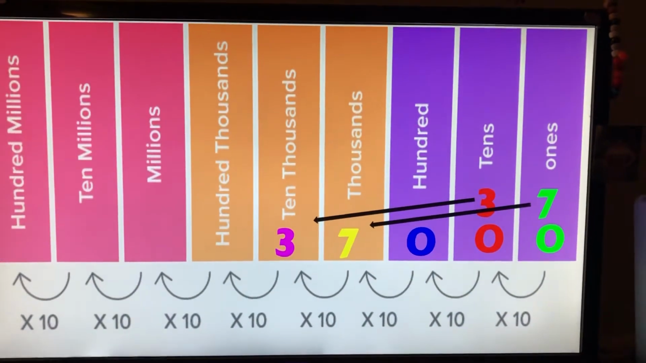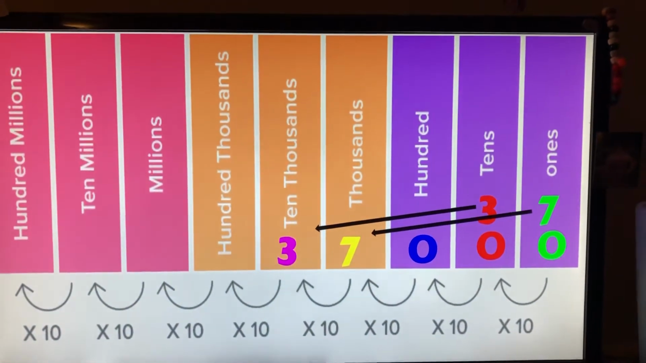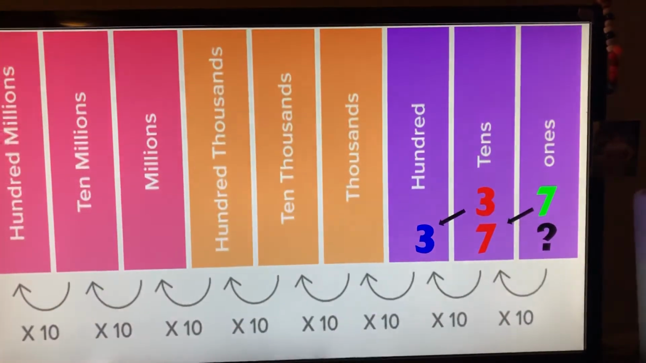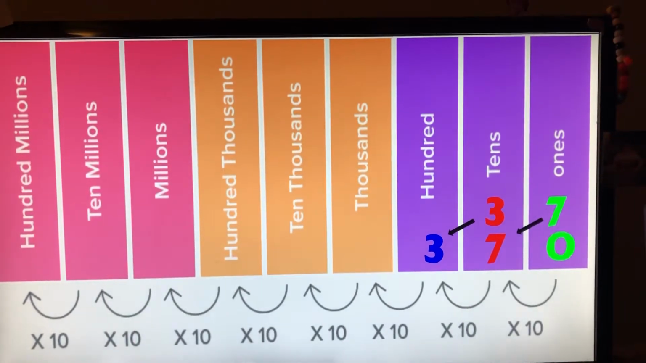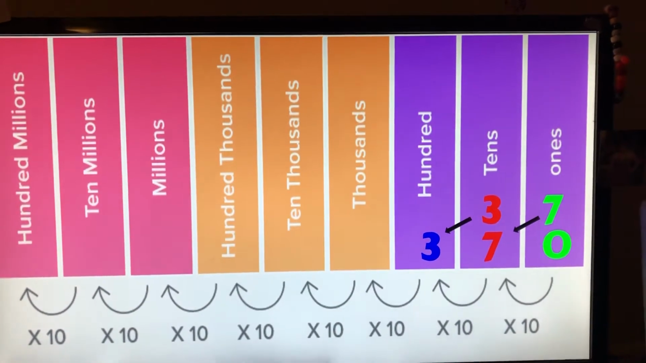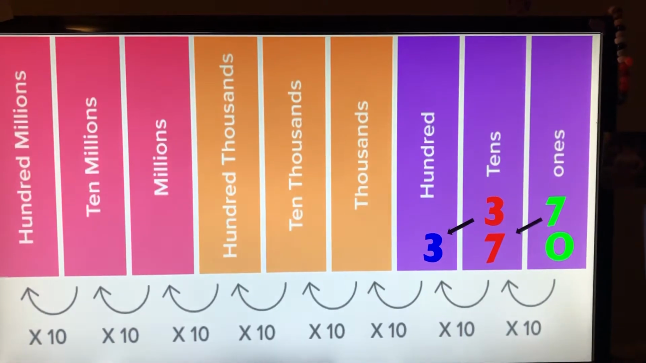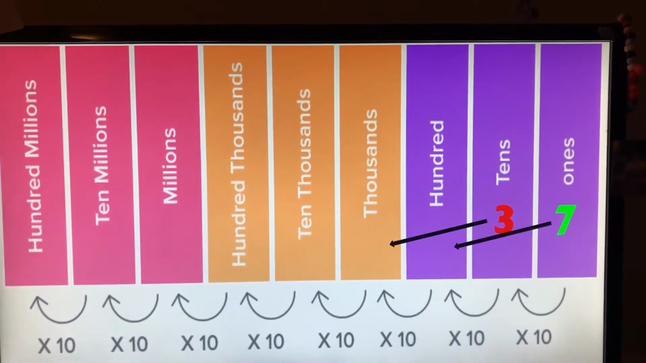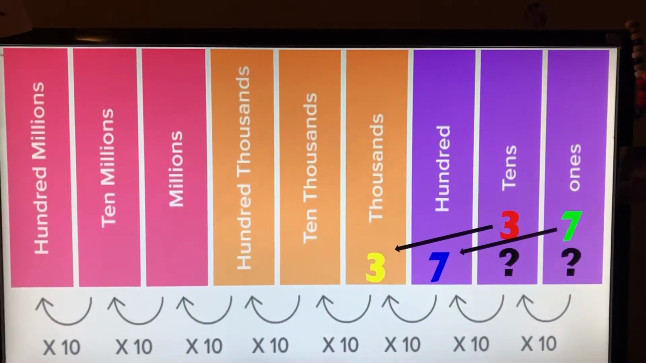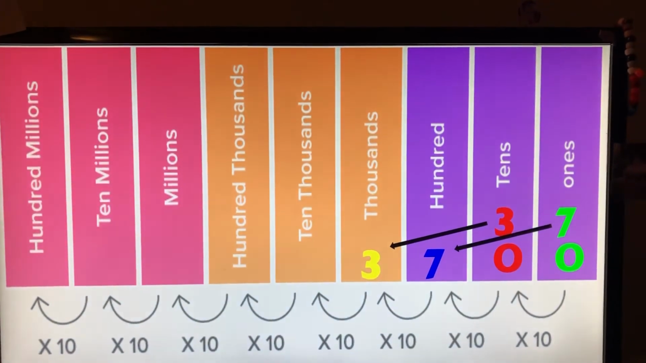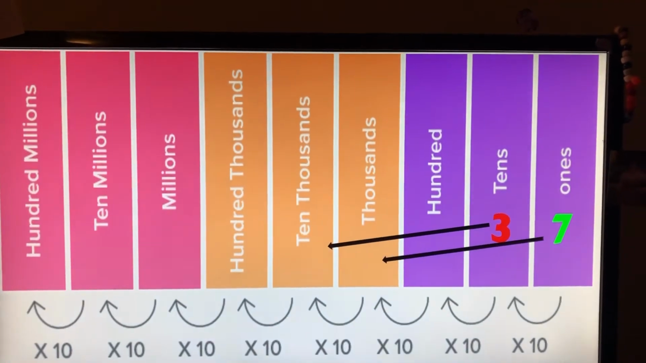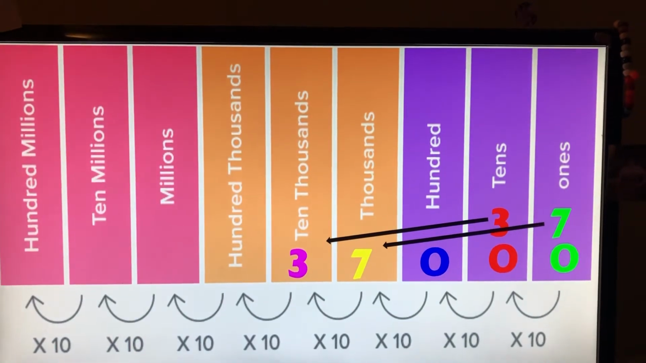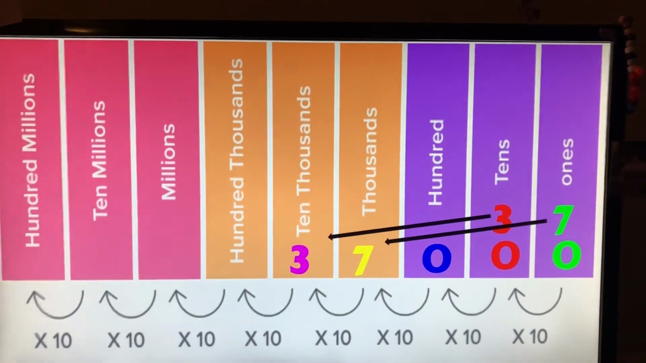Okay, so think about the pattern that we just talked about. So 37 turns into 370. So 37 times 10, or 10 groups of 37, is 370. 100 groups of 37 turns into 3,700. 1,000 groups of 37 turns into 37,000. What do you think the next step is?